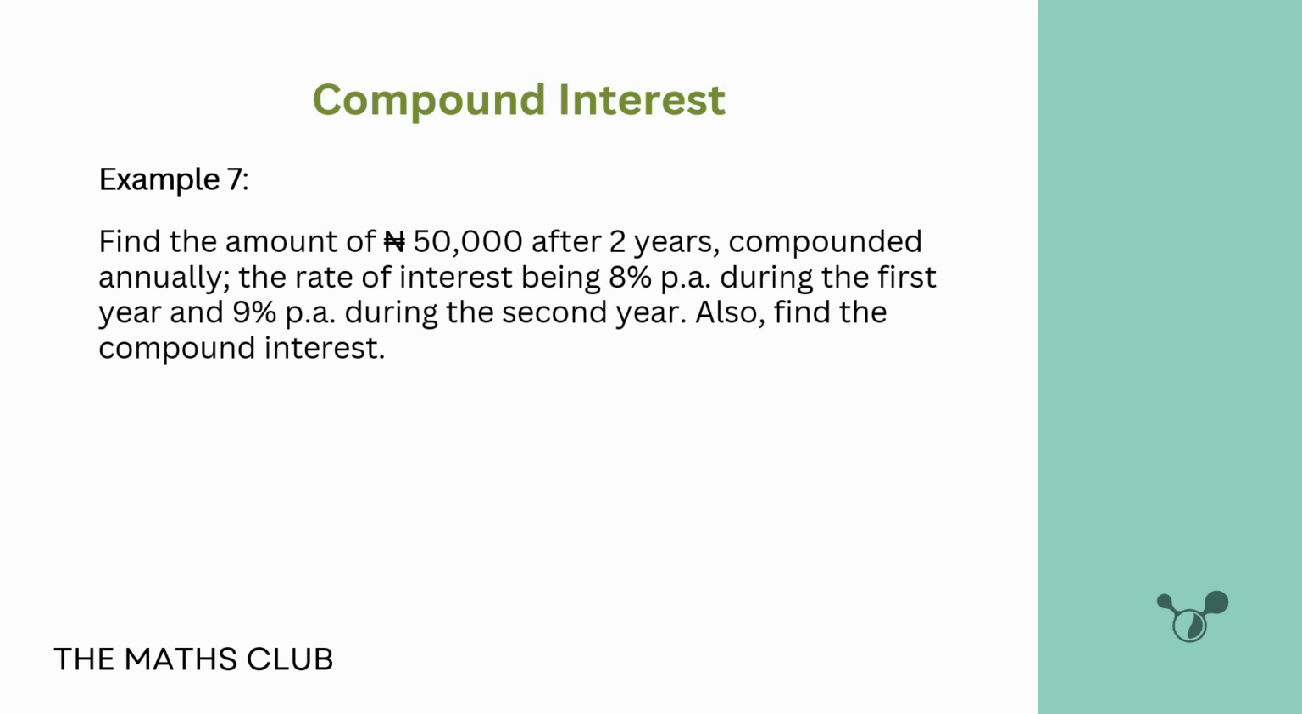It is compounded annually, and the rate of interest is 8% per annum during the first year and 9% per annum during the second year. Also, find the compound interest. Pause the video and try this out yourself. Welcome back. Let's solve it together.